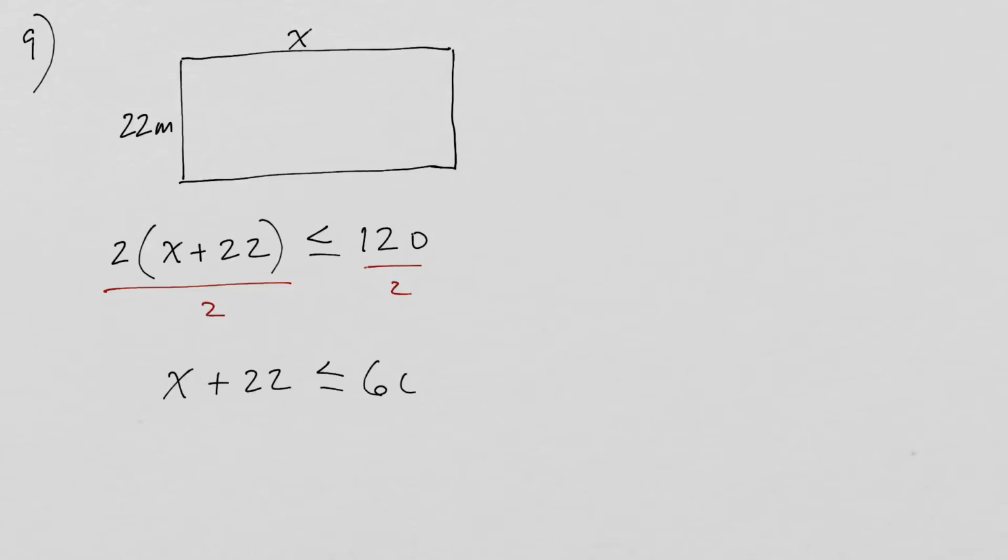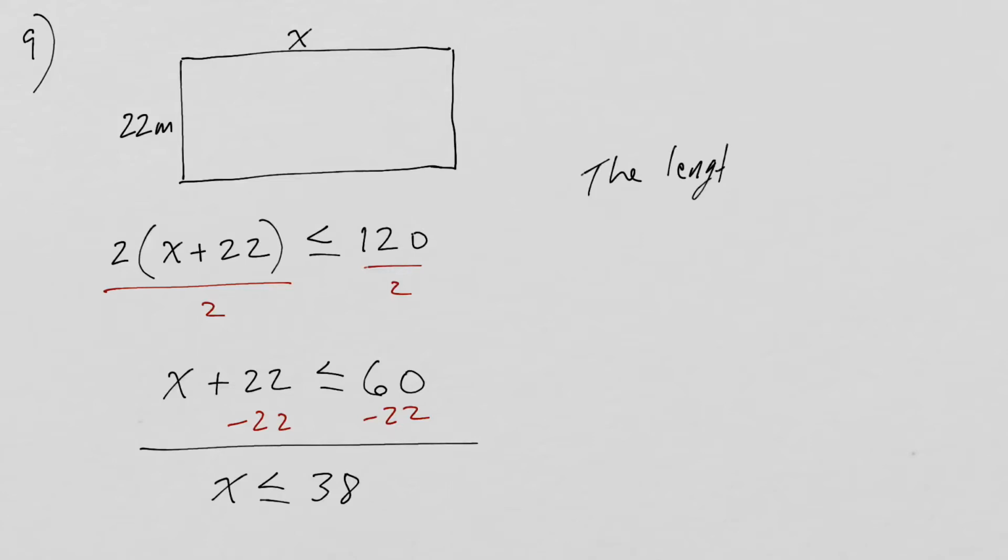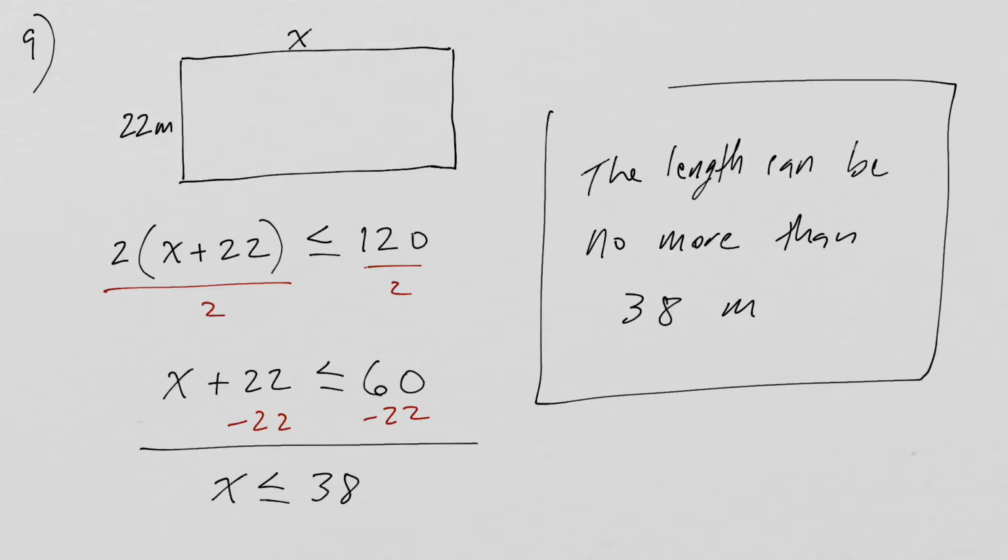And this will be 60. And then I'm going to subtract 22 from each side. And I'll get x is less than or equal to, is that 58? 38. So that means that the length can be no more than 38 meters. Make sure you include the unit meters. Without it, we don't have a complete answer there.